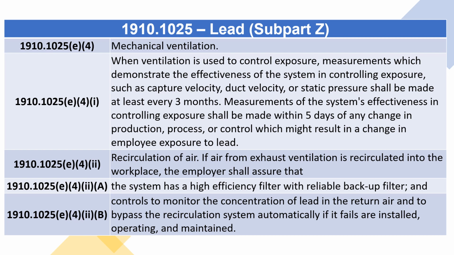1910.1025(e)(4)(ii) Recirculation of air. If air from exhaust ventilation is recirculated into the workplace, the employer shall assure that (A) the system has a high-efficiency filter with reliable backup filter, and (B) controls to monitor the concentration of lead in the return air and to bypass the recirculation system automatically if it fails are installed, operating, and maintained.